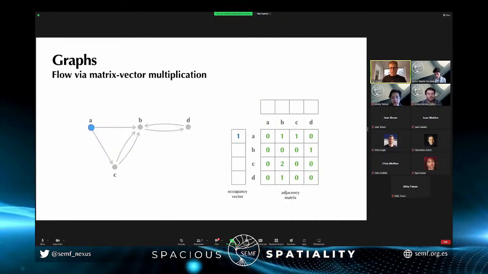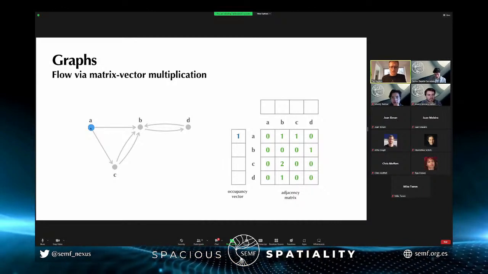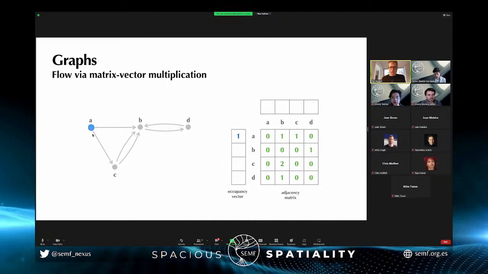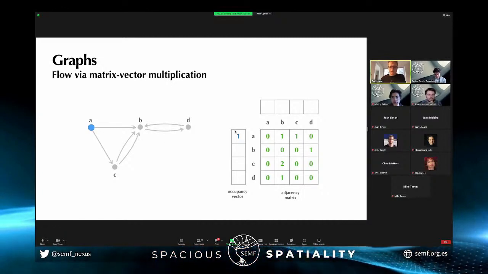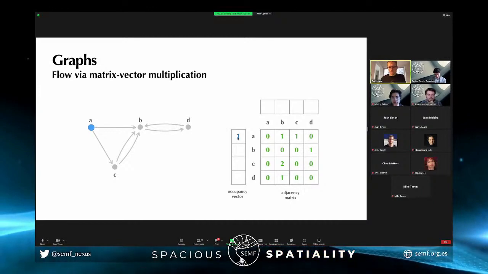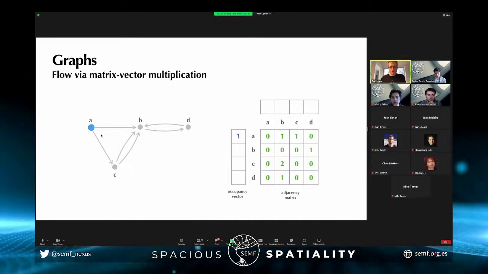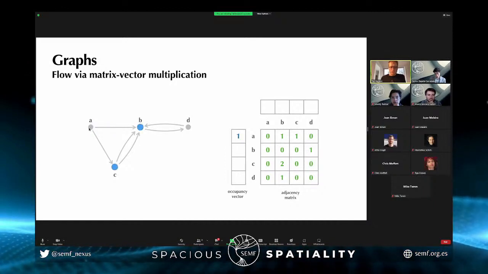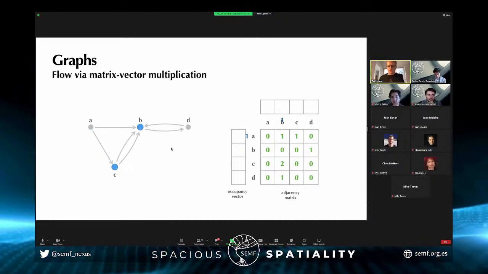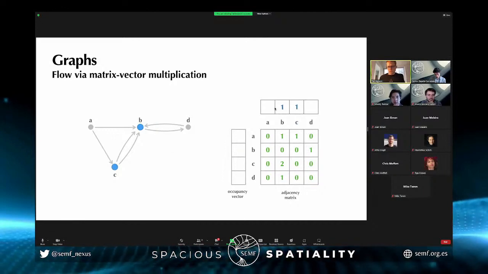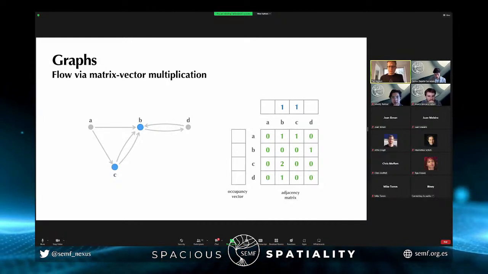Okay. Let's look at a concrete application of this, especially this matrix representation. We're going to start with a kind of token over here and allow it to flow along the graph according to all the edges that we see. We represent this token as what's called an occupancy vector. There's a one in the A row of that vector because that's where the token is. Now it flows along all available routes, so it bifurcates, it splits into two tokens. And now we have a one and a one in this vector over here, which represents the flow after one step.